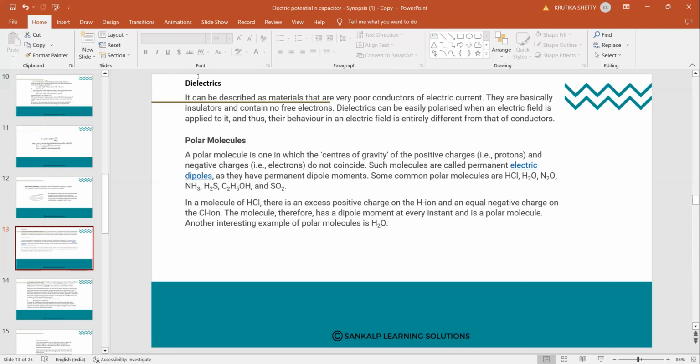These are called as what? Dielectrics. So in dielectrics we have two types. I think you have studied chemistry polar in the upcoming chemistry. Polar molecule, for example: water, HCl, N2, NH3, H2S, SO2, these are all examples for the polar molecule.